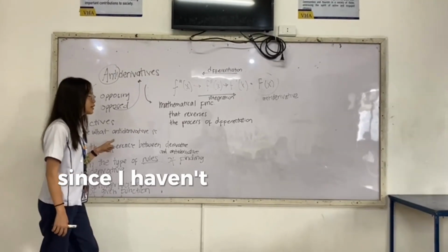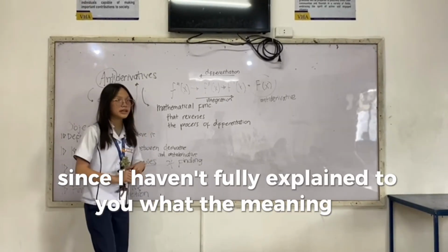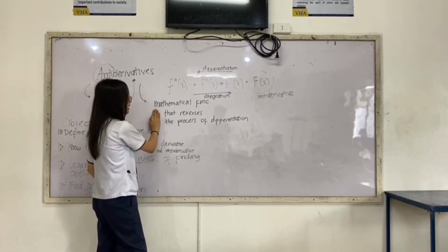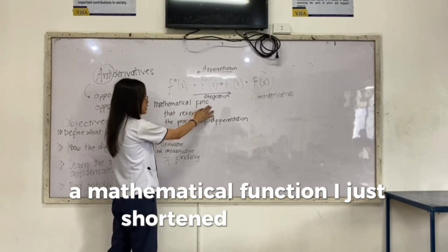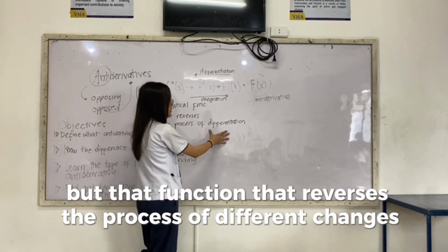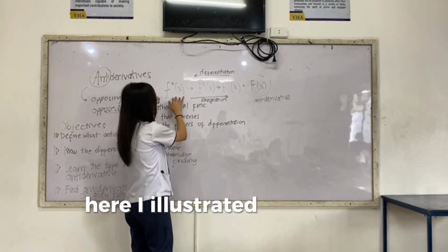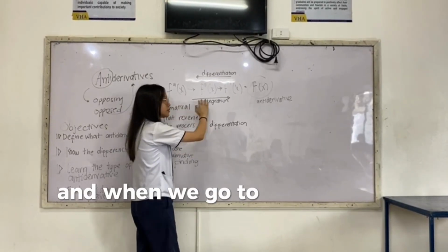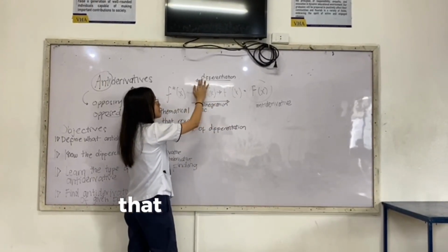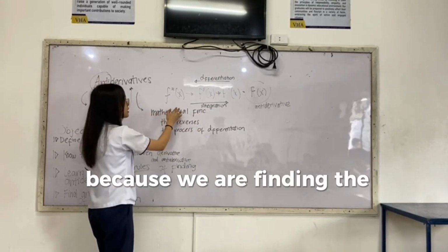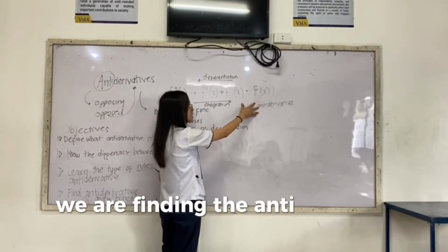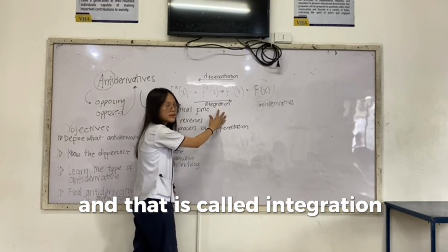Earlier, since I hadn't fully explained to you the meaning of antiderivative, this is our antiderivative meaning: a mathematical function that reverses the process of differentiation. Here I illustrated this earlier. When we go to the right, the process is called integration. And when we go to the left, that is differentiation because we are finding the derivative.